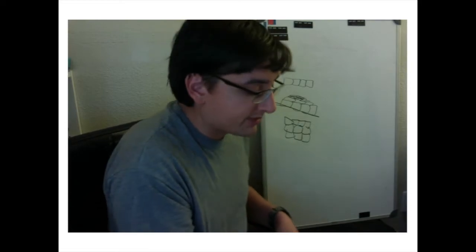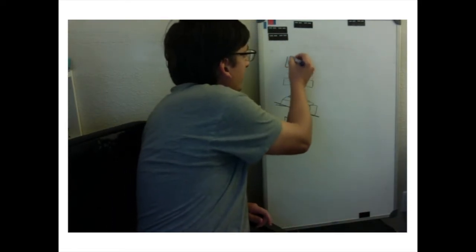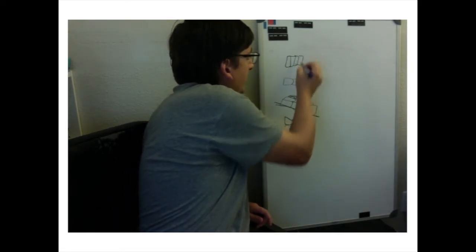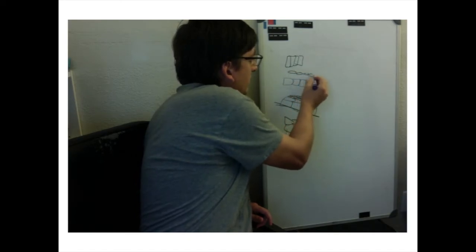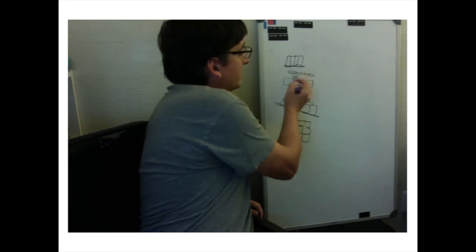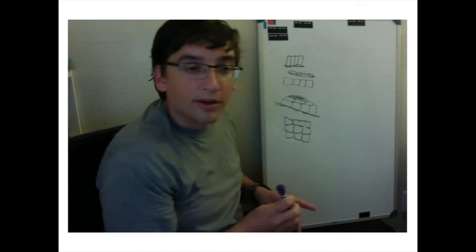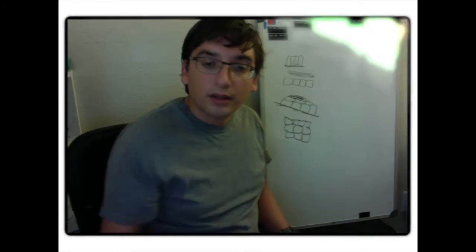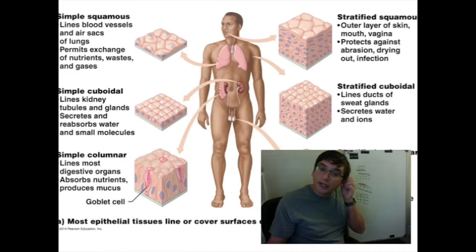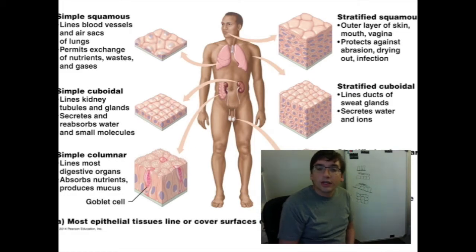And then columnar just means that the cells are very tall, right? So this would be simple columnar here, right? This would be simple squamous. Note that we have a basal layer here, a basement membrane at the bottom. And this is an image which looks like it's been cut off very slightly on your video. I apologize. It shows the different types of epithelial tissues and where they are found.